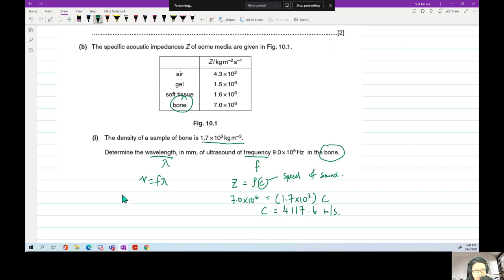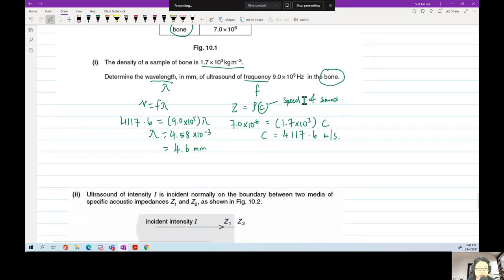To be expected, because sound travels very fast in solid. Frequency is 9.0 times 10 to the power of 5. We can look for lambda now, divided by 9E5. So this one is 4.58 times 10 to the power negative 3, or you could write 4.6 mm. They wanted this in mm. This is just calculation to make sure you don't get zero in the question.